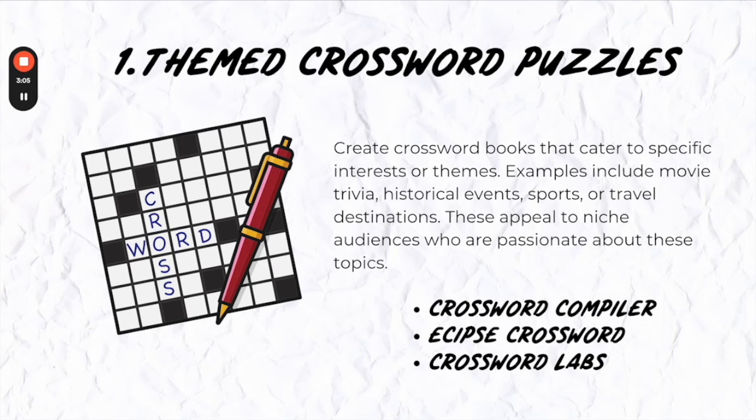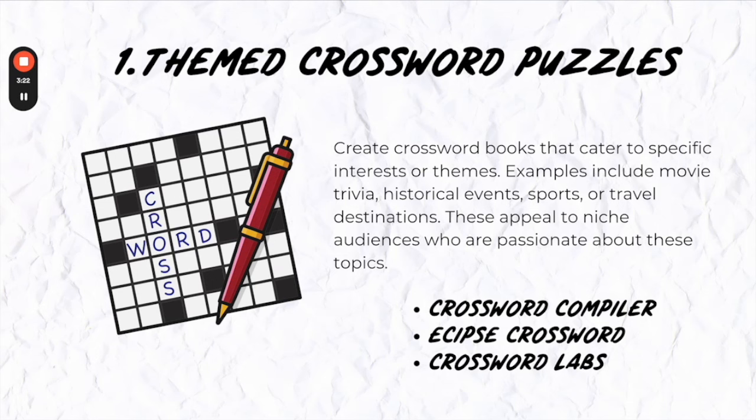Now, the reason this works so well on Amazon is because Amazon's search and recommendation system helps match your book with the right audience. So if someone's been browsing a lot of movie-related items, your movie-themed crossword book might just pop up in the recommendations. That's targeted marketing without you having to do much.